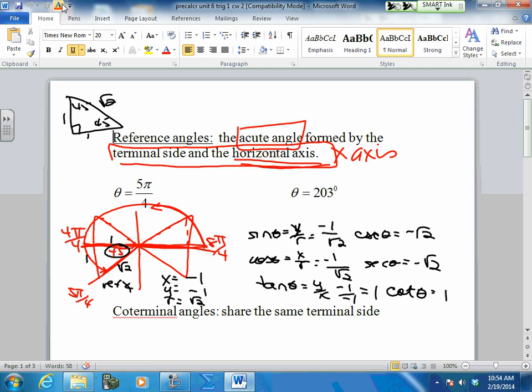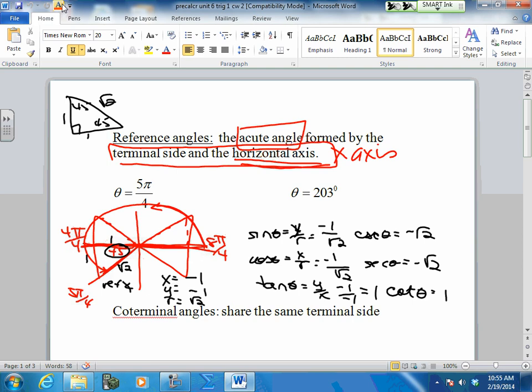Make sense? If I was to reflect that into this quadrant, I would get the same x, y, and r's, but the signs would be different. The x here is positive, the y here is negative, my r is always positive. So depending on what quadrant you land this triangle in, it is a congruent triangle. It's a congruent triangle that I reflect all the way around.